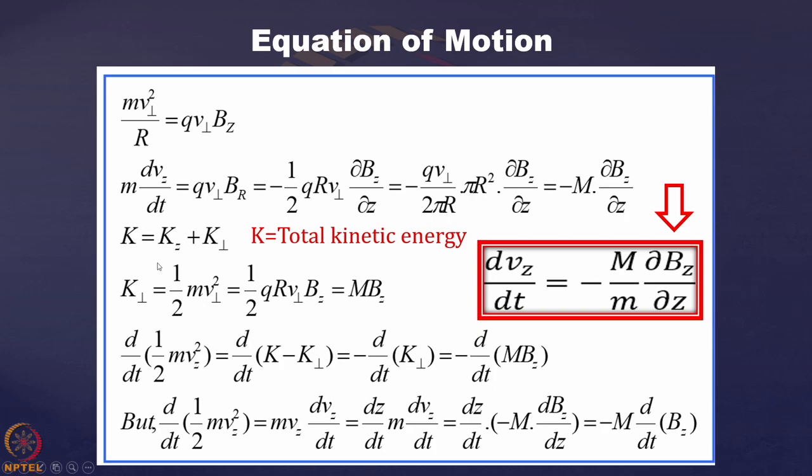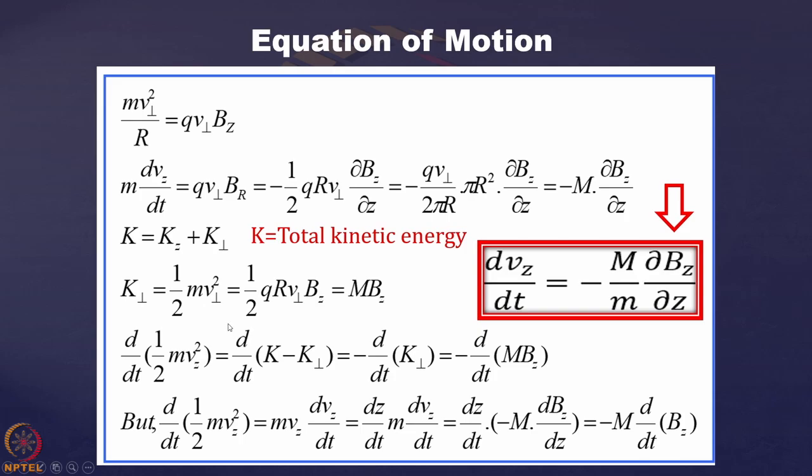Now you know that the total kinetic energy is a constant of motion, because you are not applying any external force. This total kinetic energy has two components. One is Kz, the kinetic energy because of motion in a direction parallel to the magnetic field, which is applied in the z direction, and K perpendicular, which is the orbital kinetic energy. That is nothing but half m v perpendicular square.